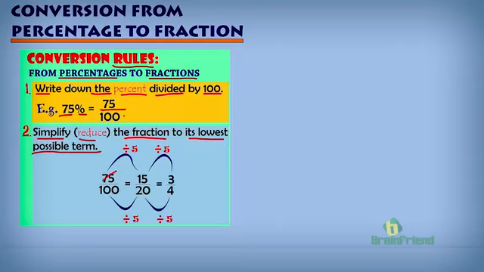First, let's divide by 5. If we divided 75 by 5, we would have 15. 100 by 5, if we divided 100 by 5, we would have 20. If we further divided 15 by 5, we would have 3. And if we further divided 20 by 5, we would have 4. Of course, there is no number that can divide both terms equally anymore. It simply means that 3 over 4 is the lowest term possible that we can have. 3 over 4 is our fraction. And that's how we can do conversions from percentages to fractions.